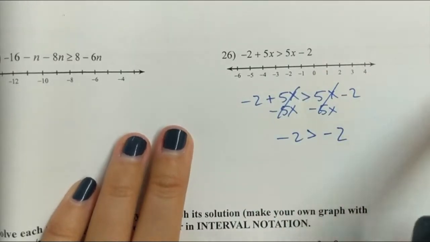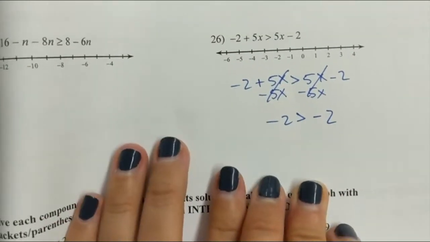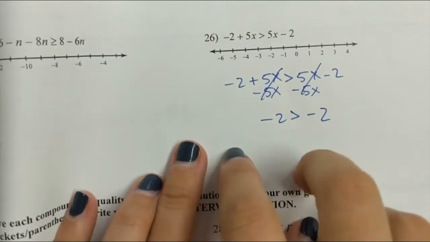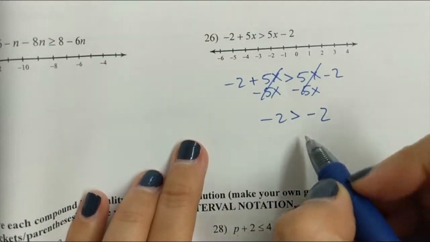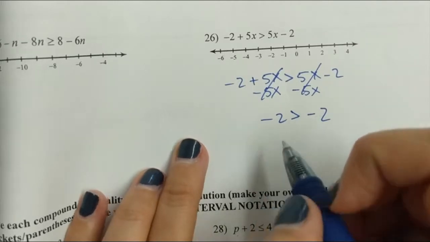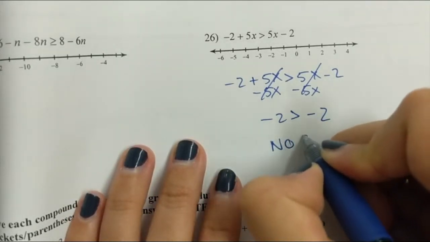Again, no more variables, so we ask ourselves, is it a true statement? If so, all real numbers is our answer. And if it's not a true statement, then no solution. Is negative 2 greater than negative 2? No, it's equal to it, but it's not greater than. So that would be no solution.